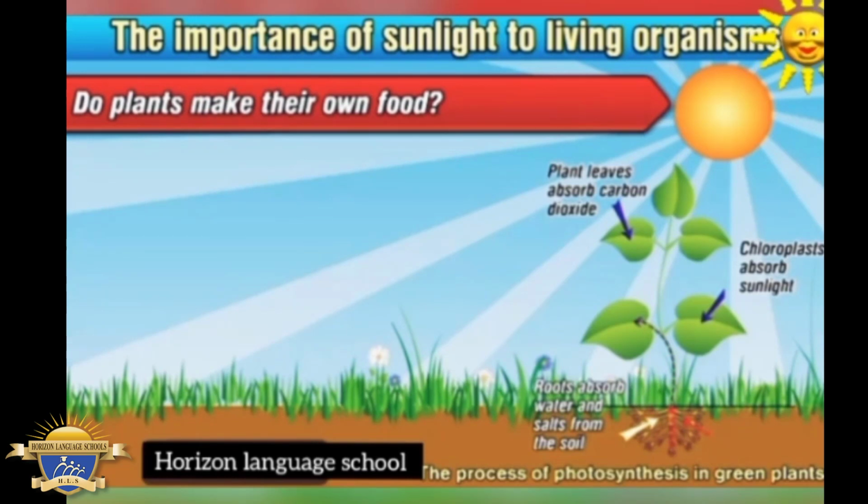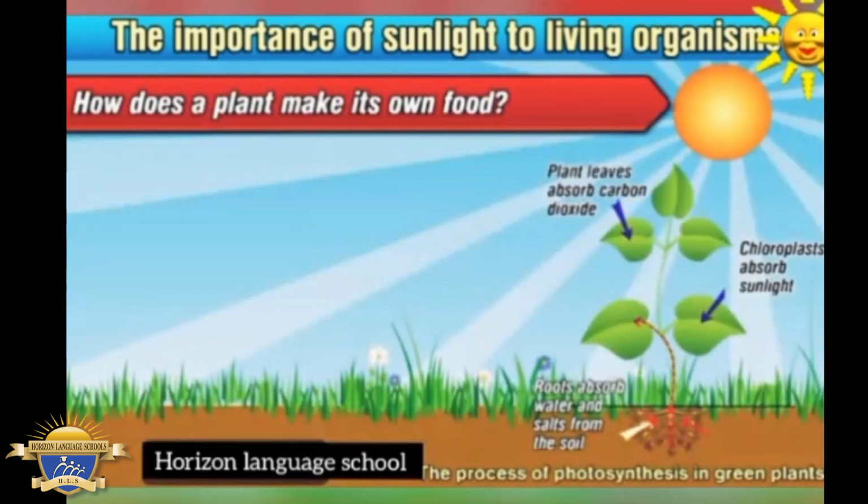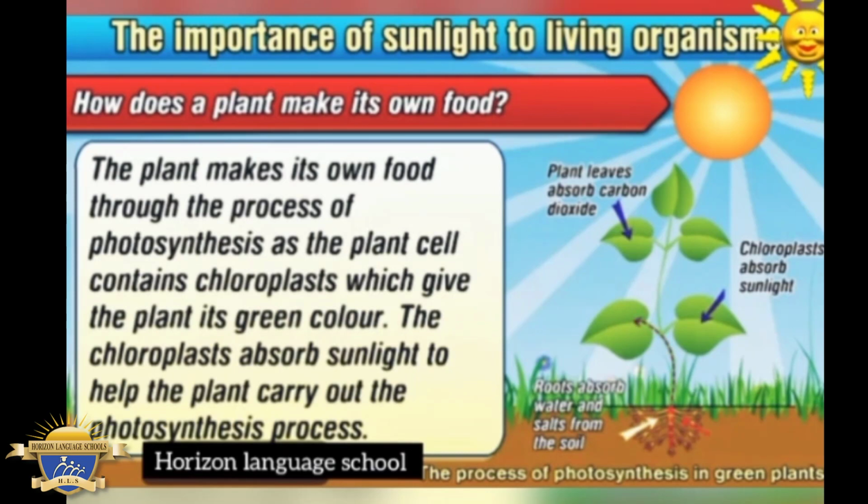We all know that plants are living organisms. Ask yourself how the plant grows. It needs water, sunlight, and air. Yes, excellent. Do plants make their own food? The answer is yes. How does the plant make its own food? The plant makes its own food through the process of photosynthesis.